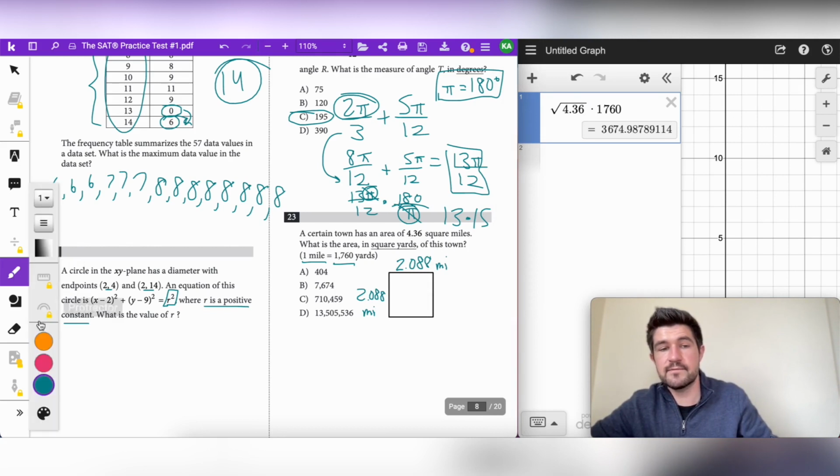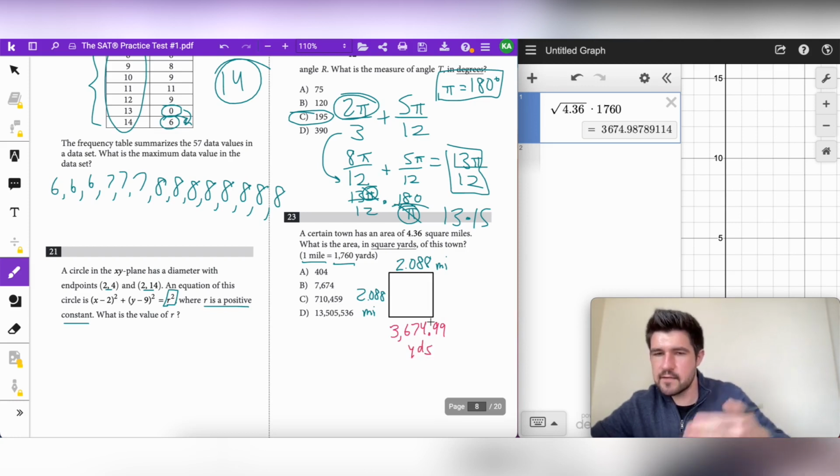So let's go to maybe a different color. And this square we could see is now 3,674, we'll say point, I don't know if we need to round this much. We'll just say 0.99 yards. And that's the side length now of this square. So we converted that number of miles, 2.088, into yards. So we don't need that anymore. Let's get rid of it.